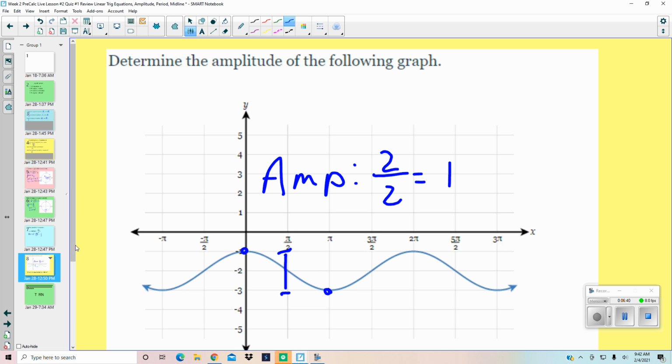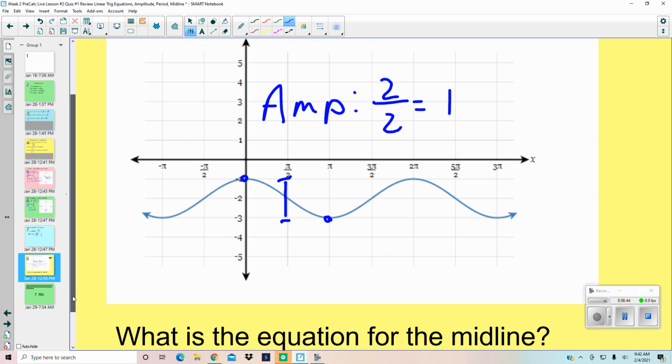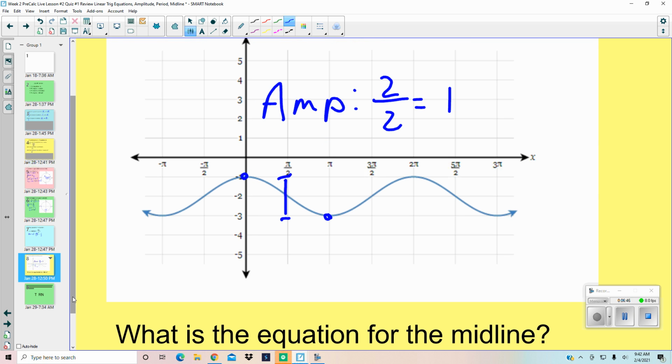In this same problem, if it asked you for the midline, okay, so what is the equation for the midline? That midline is right here. So if you just dash that in and write the equation, so it'd be y equals -2, that also would be enough work to show as long as you've sketched the graph.